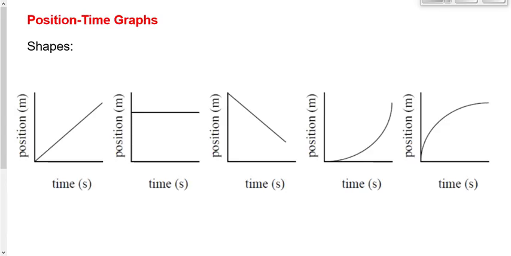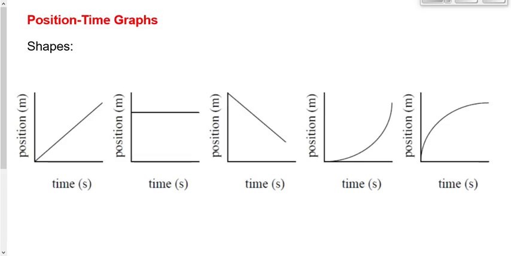Yesterday we took a look at position time graphs, the shapes of those graphs, and mathematically how we determine position, displacement, velocity, and so on of those graphs. Hey, this first graph that's up on the board right now, position versus time, what's our manipulated variable on this graph? What's our manipulated variable on all these graphs?